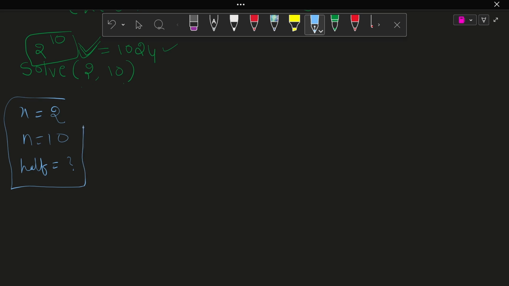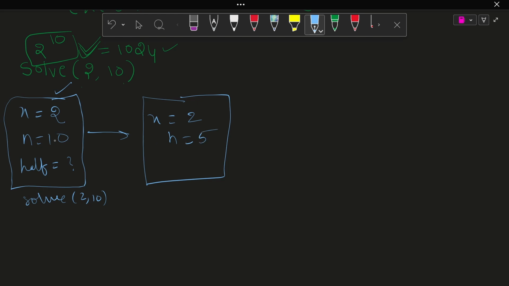As I said, each function call creates its own entry. This is the first function call, solve 2 comma 10. This function call will now call with x equals 2 and n equals 5. You can clearly see n has become half. Here also I don't know half. So here I will have the solve 2 comma 5 function call.